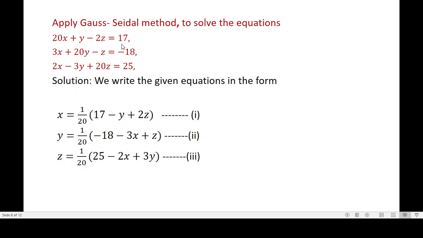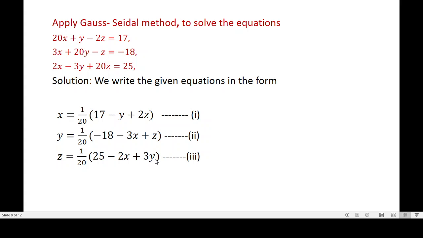20x is equal to 17 minus y plus 2z, or x is equal to 1 divided by 20 into 17 minus y plus 2z. From the second equation, 20y is equal to minus 18 minus 3x plus z, or y is equal to 1 divided by 20 into minus 18 minus 3x plus z. From the third equation, we have 20z is equal to 25 minus 2x plus 3y, or z is equal to 1 divided by 20 into 25 minus 2x plus 3y.